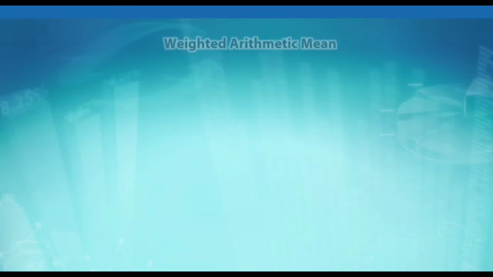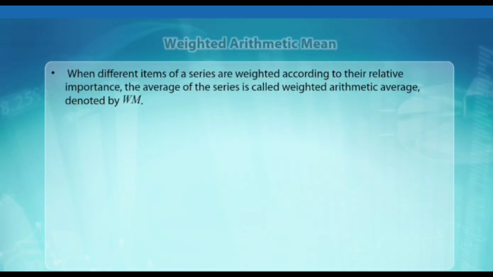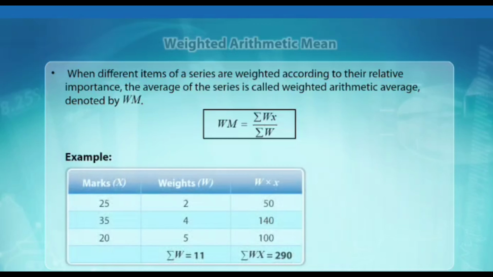The next topic is weighted arithmetic mean. When different items of a series are weighted according to their relative importance, the average of these series is known as weighted arithmetic average, denoted by Wm. The formula is sigma Wx by sigma W, where W stands for weights and X is the observations.